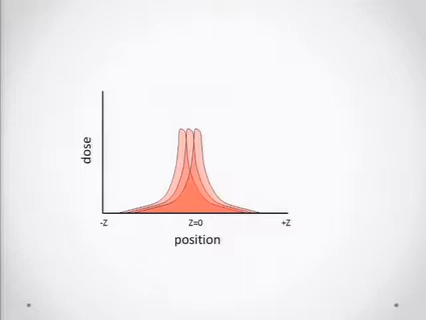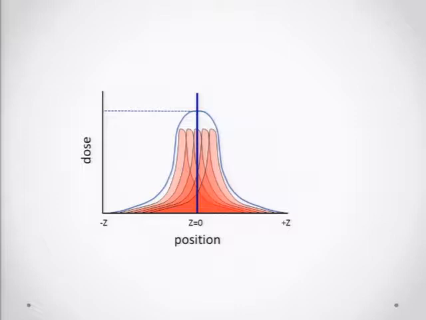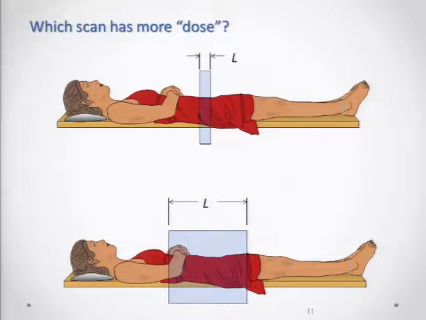So CTDIvol, which is measured with a 100 millimeter chamber, is really meant to represent the dose at the center of a 100 millimeter CT slice, just to keep that in mind. But the reality is most CT scan protocols have scan length much greater than 10 centimeters.